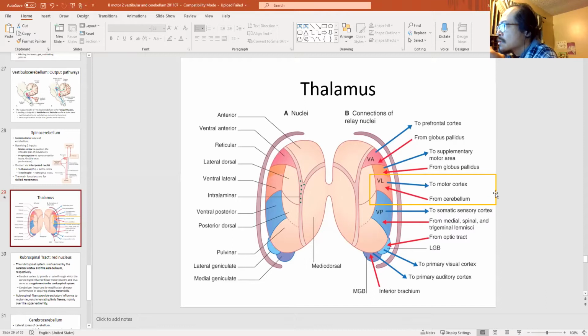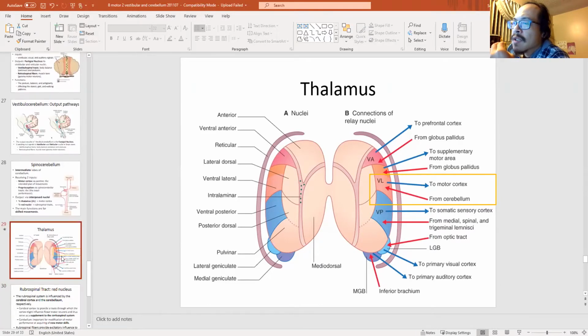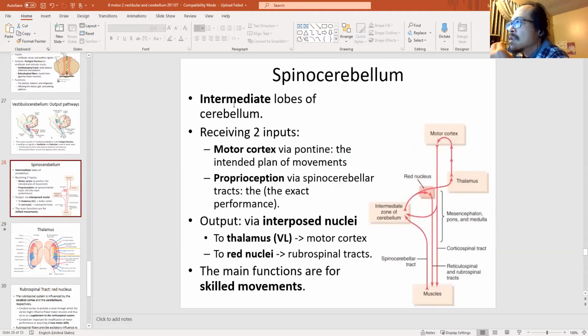Today we are looking at this one, from the cerebellum going to the ventrolateral nucleus of the thalamus and sent to the motor cortex. We mentioned this one several times. Two output nuclei will go through this one. One is the dentate, that is the cerebellum. The other one is the interpositus, going through the thalamus to the motor cortex.